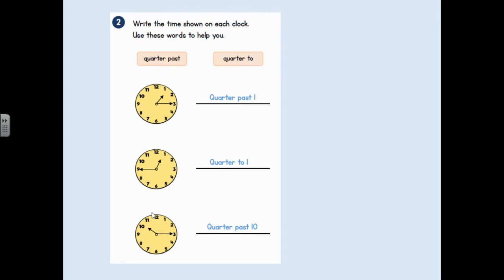Right. So we had to use the words quarter past and quarter to. So the first one is 1:15. The second one is 1:45. And the third one is 10:15.